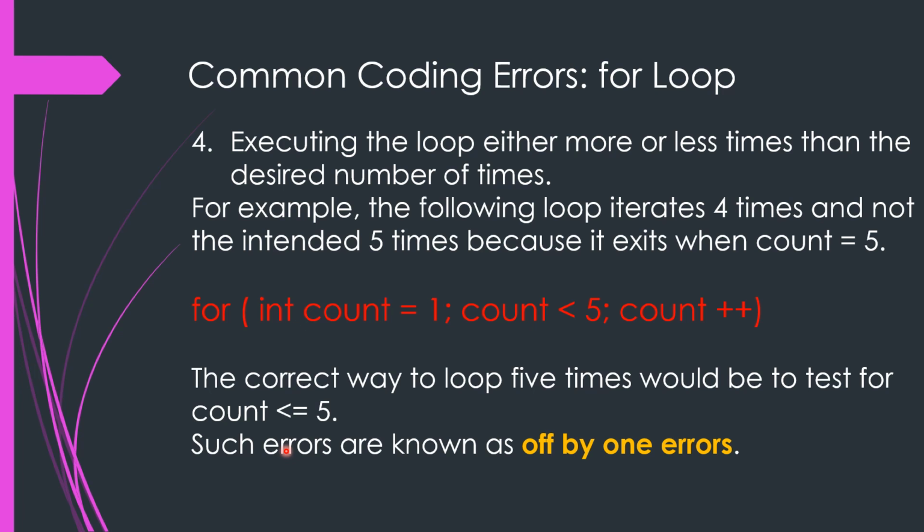Now, what are such errors called? Such errors are known as off by one errors. So, which errors are known as off by one errors? The errors when we are going to execute the loop and it does not execute the same number of times as we wanted, means it is not executing the same as we desired. So these errors are known as off by one errors.